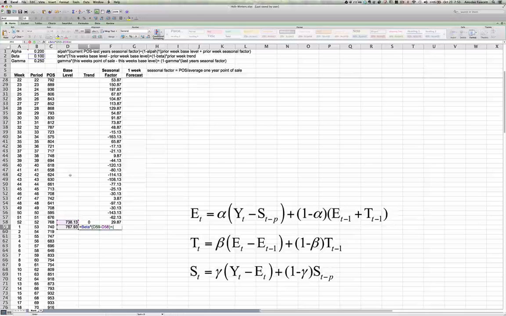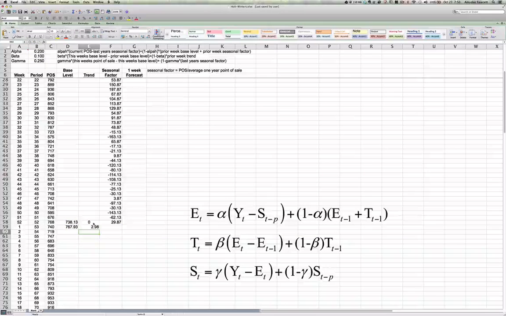Now, the alternative way of estimating a trend component would be weighted by 1 minus beta, and it would simply be to assume that the current period trend is equal to the prior period trend, which in our case happened to be 0. So now we get a trend estimate of 2.98 for week 1 of year 2, or period 53.